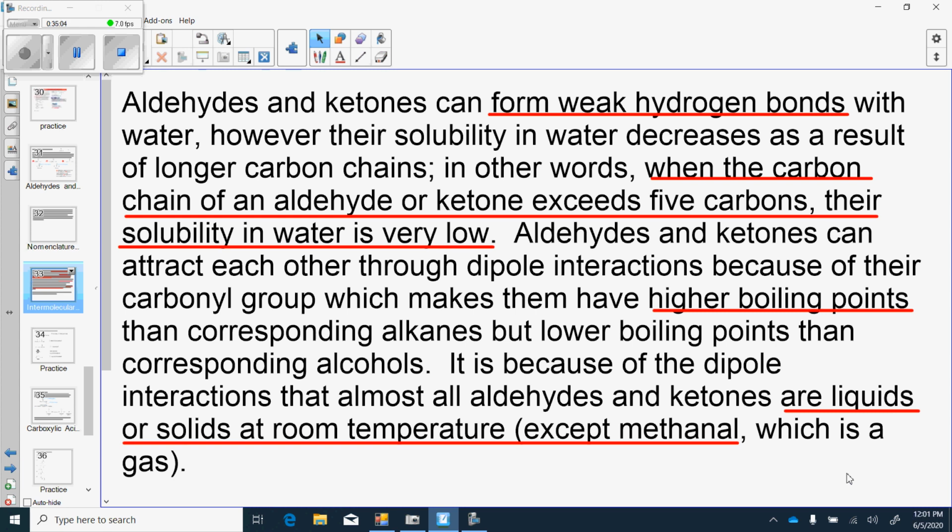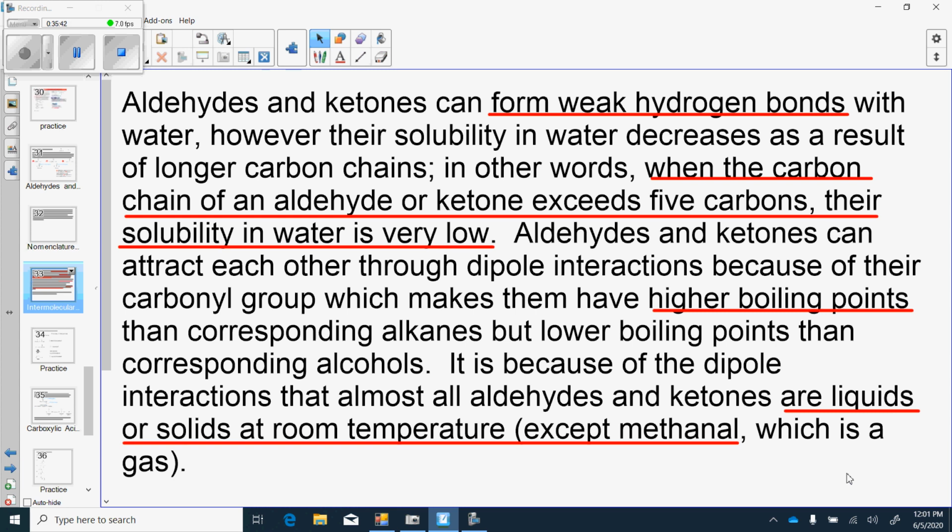Okay, they form weak bonds. When the carbon chain is an aldehyde or a ketone, if it's bigger than 5, then its solubility is low. So with alcohols, remember, if you had 4 carbons or less, they had high solubility. If 5 carbons or more, low solubility. So it's the same thing here. If they have more than 5 carbons, you're going to have low solubility, because the bigger the hydrocarbon, the more nonpolar it is. These functional groups are polar, so therefore the smaller ones kind of get through, and they will mix with water, but the big ones will not.